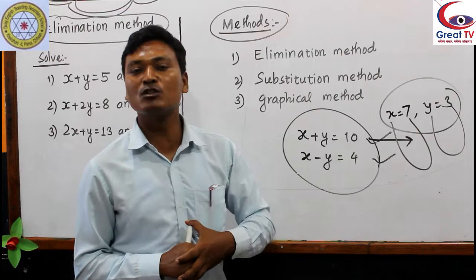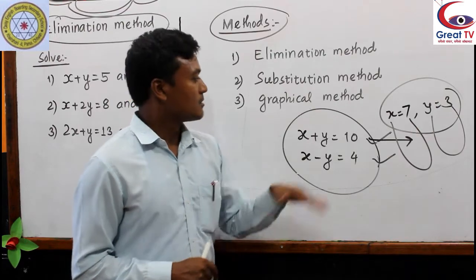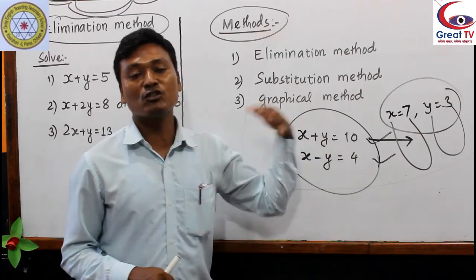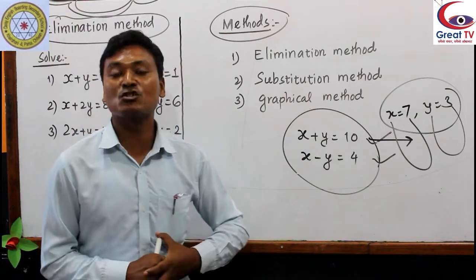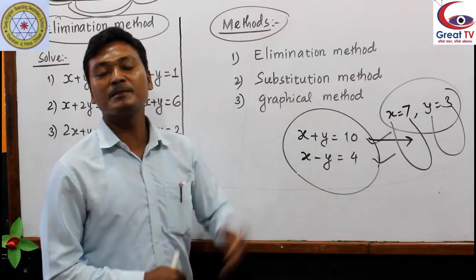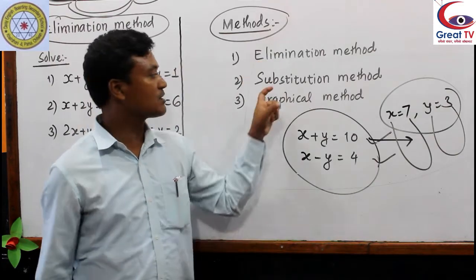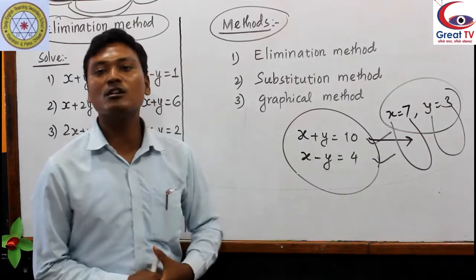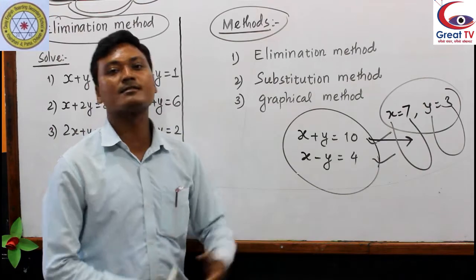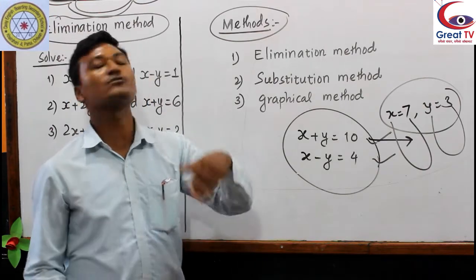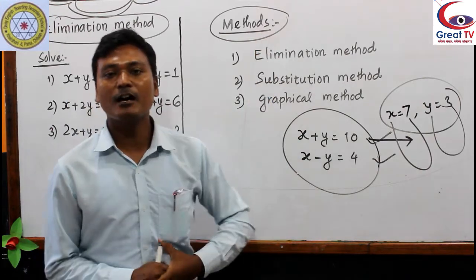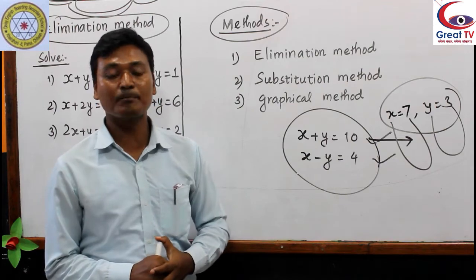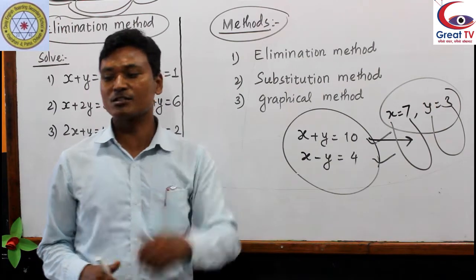They are simultaneous equations. Okay, let's talk about another thing. We have three methods: elimination method. It means by the elimination method we solve two simultaneous equations. By substitution method, by graphical method. Today we are not going to touch all. Today's topic is how to solve simultaneous equations by the elimination method. So let us start that.